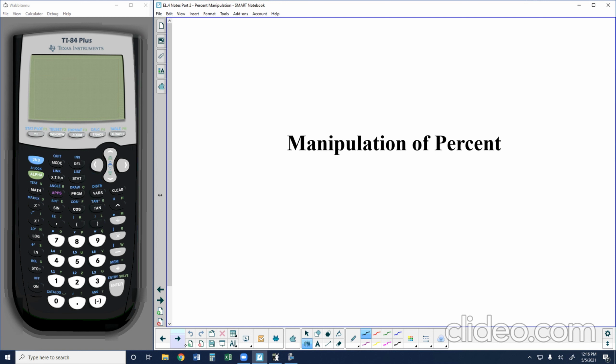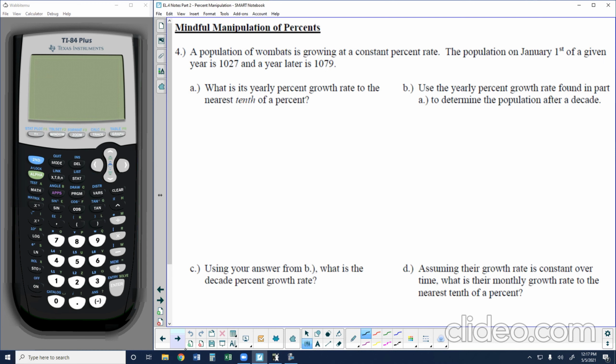Today's video is going to focus on the manipulation of percentages. In some instances, percentages are given to us in a certain format, and we may want them in a different format. And in such cases, we need to be able to manipulate those percentages. So let's take a look at problem number 4.